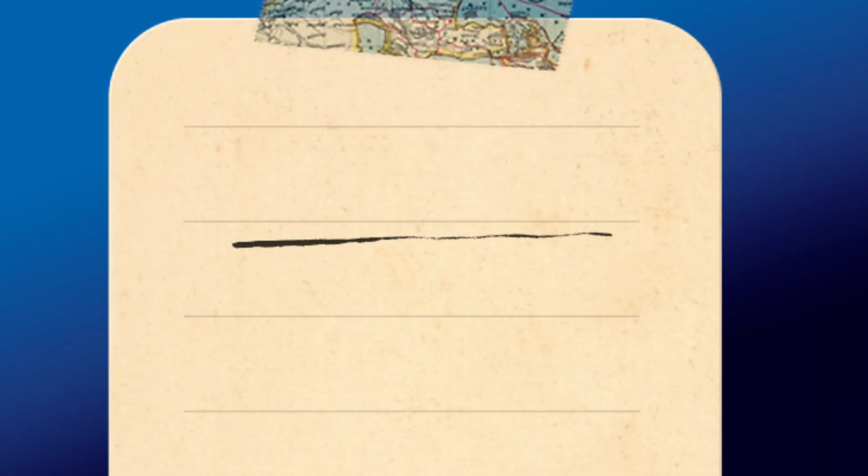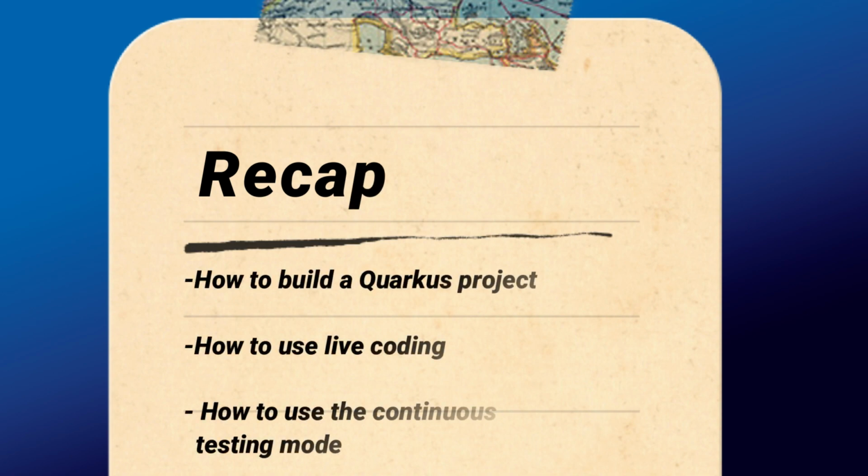Just to recap, today you learned some new features of the Quarkus CLI on how to build a Quarkus project and leverage the power of two cool features introduced in Quarkus version 2. In the next video, we will use the Quarkus CLI to build and push a Docker container image.